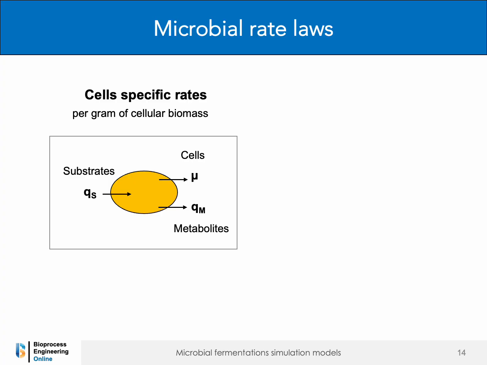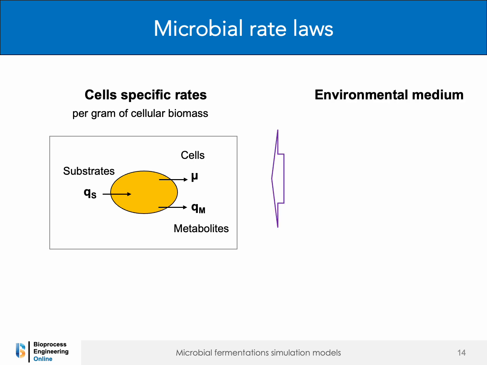In fermentation modeling, the most important relationships are those that describe the kinetic characteristics of the microbial cells used in the process. These kinetic laws predict the specific rates of microbial metabolism, typically expressed per gram of active cells as functions of environmental conditions. The key rates include the specific substrate consumption rate, QS, the specific growth rate, mu, and the specific rate of metabolite production, denoted as QM.